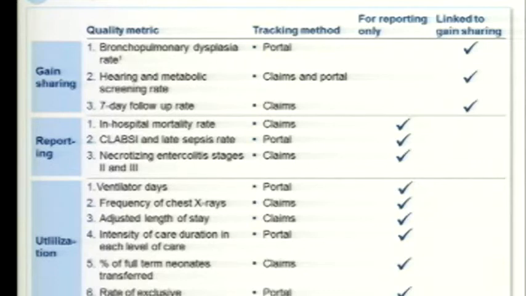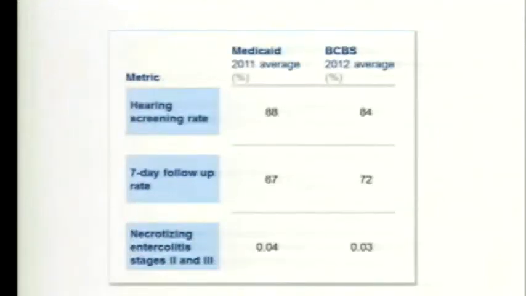We walked through, Bill described page 29. Actually, on page 28, you can just see for Medicaid and for Blue Cross the rate for three select metrics: the hearing screening rate, 88% for Medicaid and 84% for Blue Cross neonates; the 7-day follow-up rate, 67% and 72%. Again, this does not yet include some of the pediatric home health, but 67 and 72 for physician office visits, and very low rates of neck.